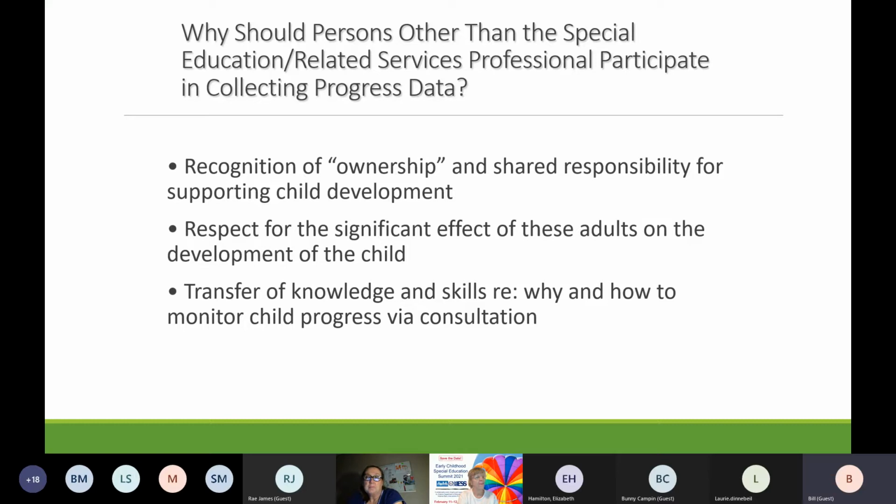And one of the ways that we commit ourselves to this team is to make an effort to engage our partner, whether it's a parent or the early childhood gen ed teacher or the paraeducator, in helping to document the child's progress. So once again, respecting the significant effect of these adults on the development of the child, it's an absolute necessity, and it's just simply the reality we've talked about. They're going to have much more interaction time with the child than you are. And also the test of whether or not this transfer of knowledge and skills has been effective.